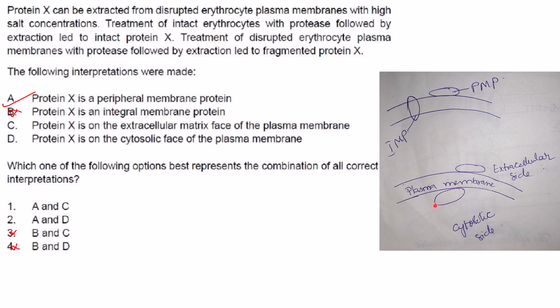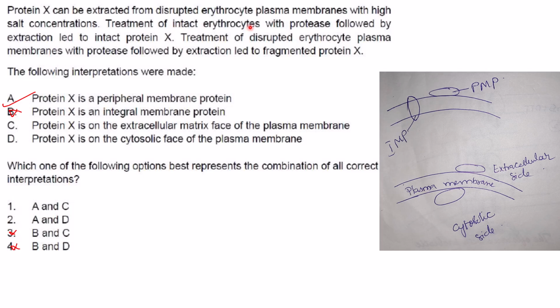So your protein which is on the cytosolic side got disrupted because of protease treatment. The plasma membrane is also disrupted, which means the protein present on the cytosolic side got exposed outside. It came into contact with the proteases and got fragmented. Then he extracted it and got fragmented protein X. So that shows protein X is on the cytosolic phase of the plasma membrane, not on the extracellular.